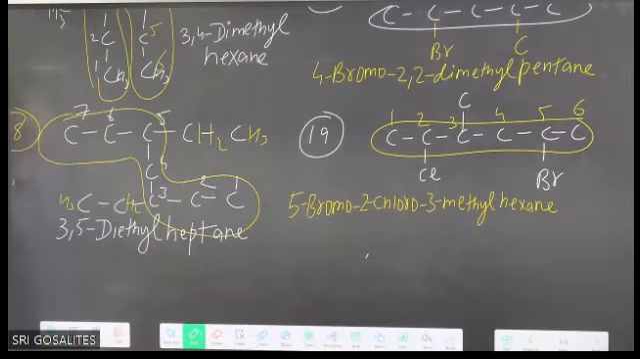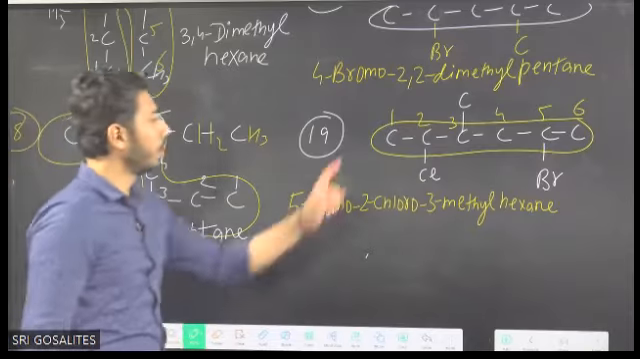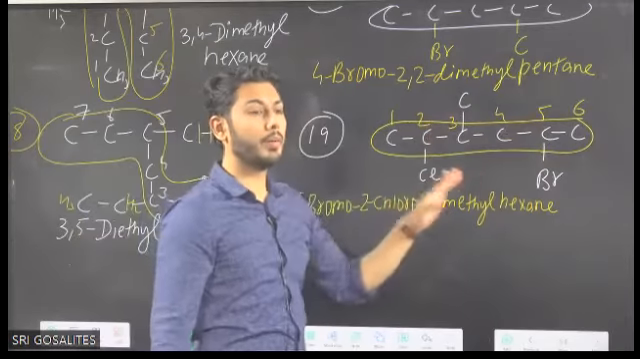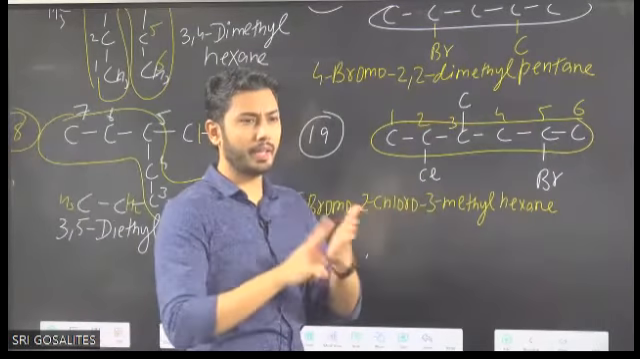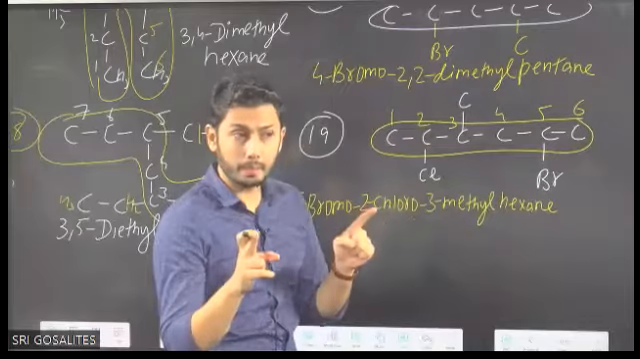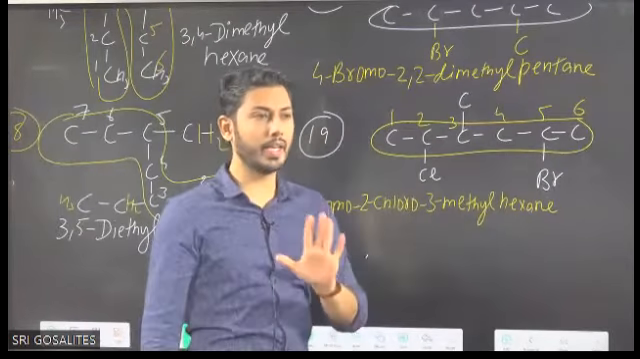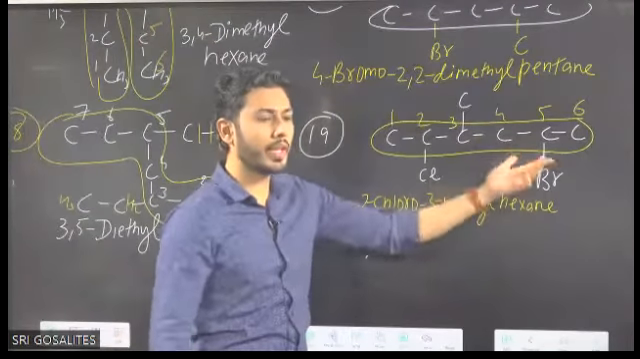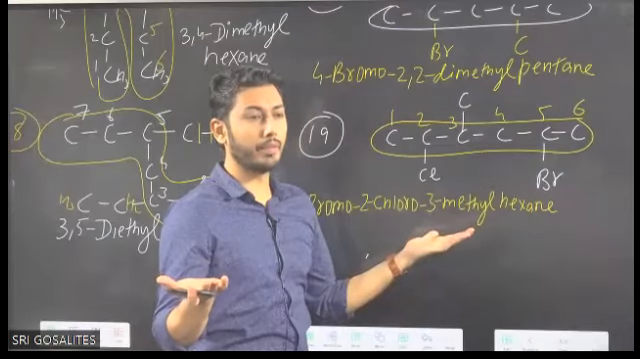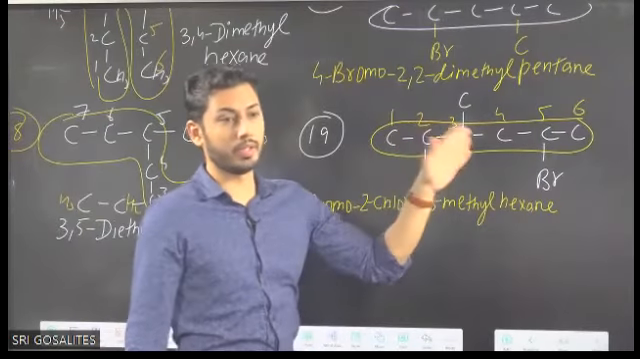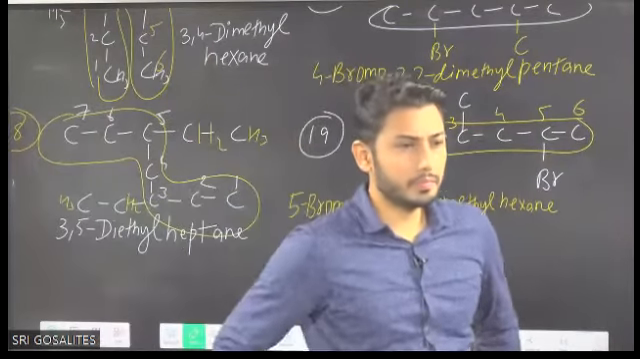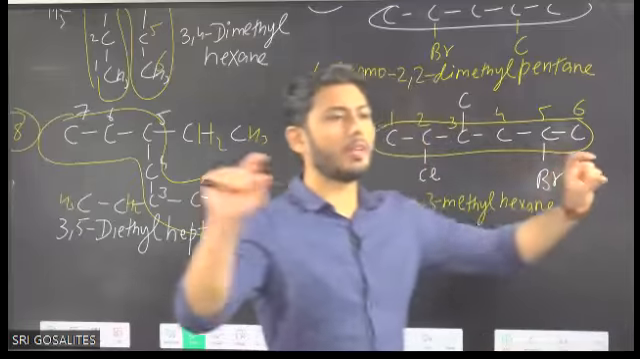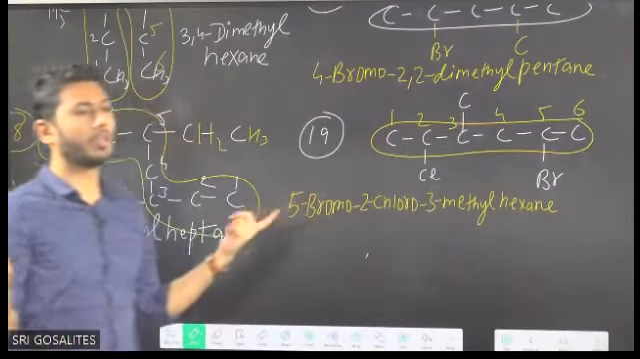बोलो आया समझ में? 19th example. Select the longest chain, give minimum number to the substituent. Alphabetical preference, you are not getting. Alphabetical preference is at the end, when a tie is there. When there is no tie, why use alphabetical order? We have to use the minimum number. Yes, which is not part of the parent chain is a substituent or branching.